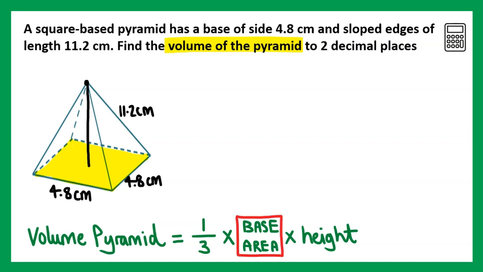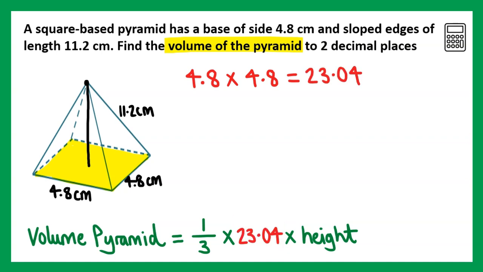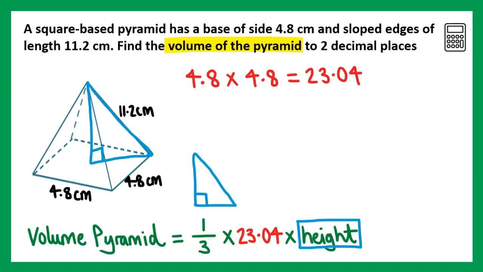I can actually work out the base area quite quickly since this is just a square. 4.8 squared, or 4.8 times 4.8, is 23.04. So the volume of the pyramid will be a third multiplied by 23.04 multiplied by the height. The height is the part where I'll have to use Pythagoras to help me. Using the right angle triangle highlighted blue, with a hypotenuse of 11.2, the height is what I'm trying to work out, but the other shorter length can be found by considering another right angle triangle with a shared length.